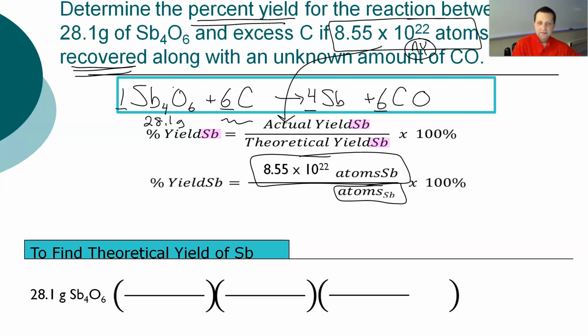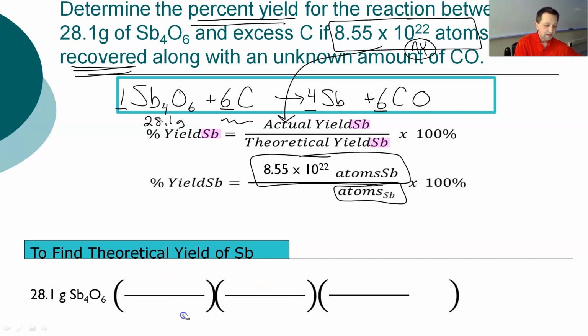Okay, so I can set this up by canceling out grams of Sb4O6 on the bottom, and you want to go to moles of substance A of Sb4O6 on the top. Then cancel out moles of Sb4O6 on the bottom and go to moles of substance B, in this case antimony on top, and then cancel out moles of antimony on the bottom and then convert to atoms of antimony on the top and figure out what your theoretical yield is going to be.